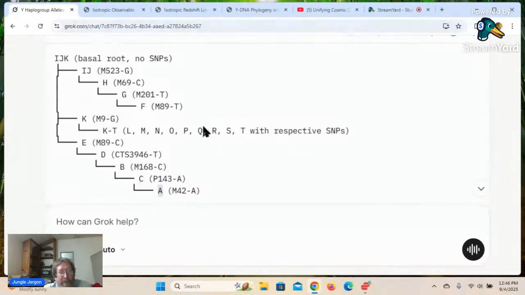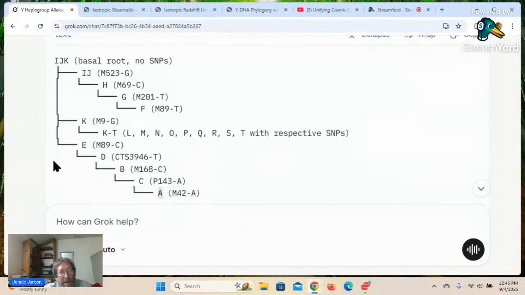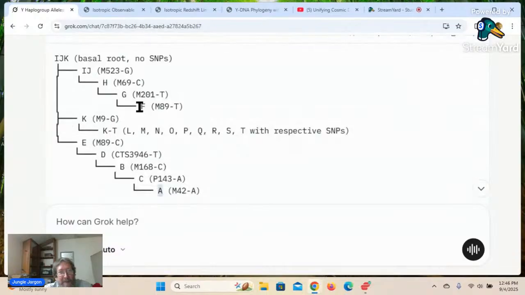So I've got to keep working on it and try to get all the SNPs in here, like it says F, M89 T for Aram and Lud, and M89 C for Mitzrayim, which all of these share.